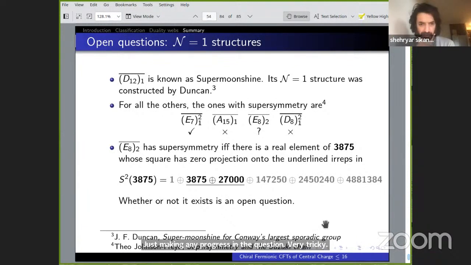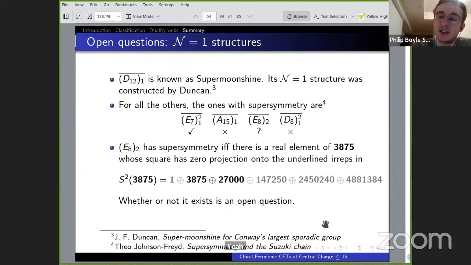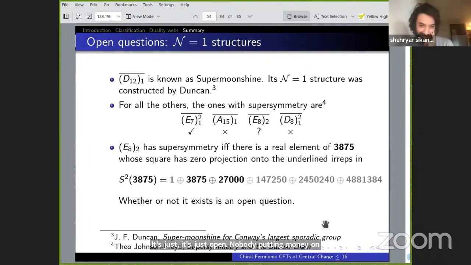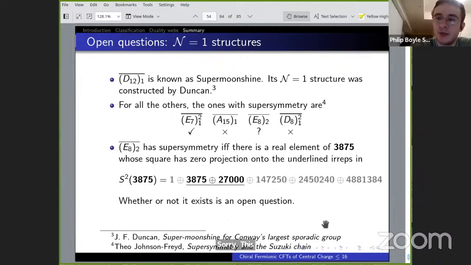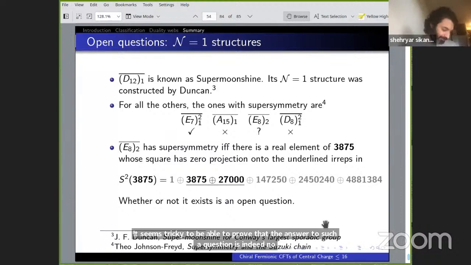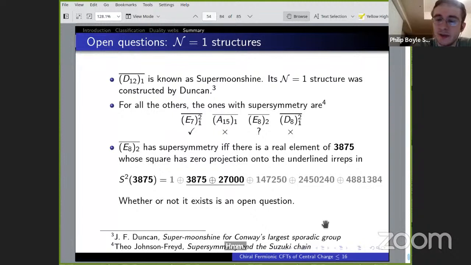So there's no conjecture either way if it exists or not. It's just an open question. Nobody's putting money on anything. Conjecture is no. There's money on it. The answer is no. Okay. So it seems tricky to be able to prove that the answer to such a question is indeed no. Even just numerically exploring it is prohibitive. It's like a high dimensional optimization problem. So that's just the 3875 onto the 3875, the simpler version of the problem.